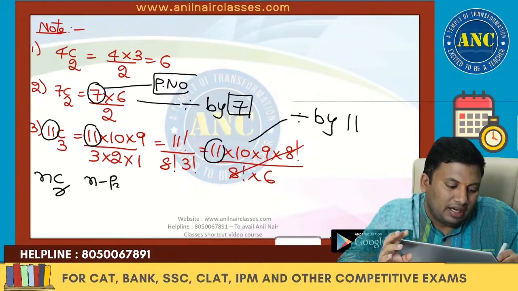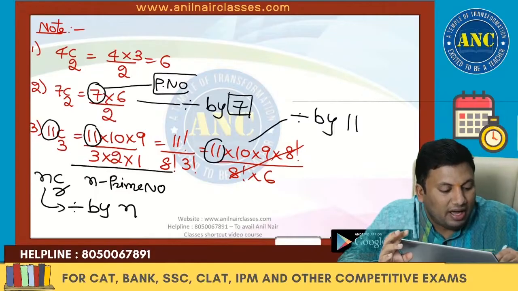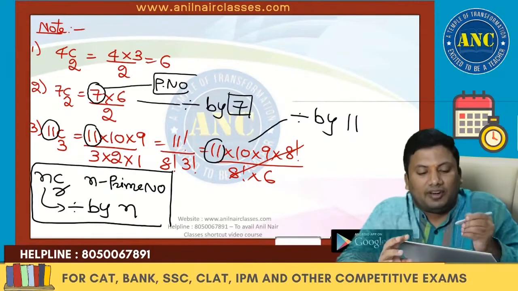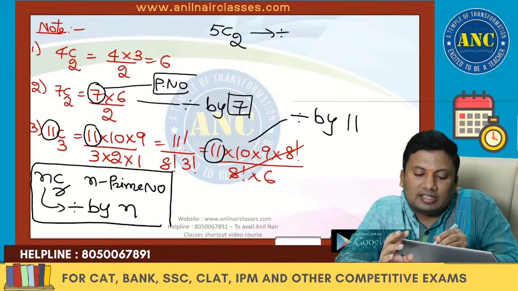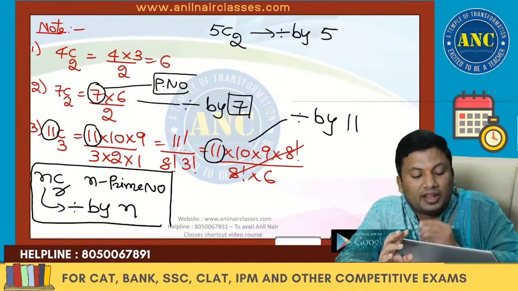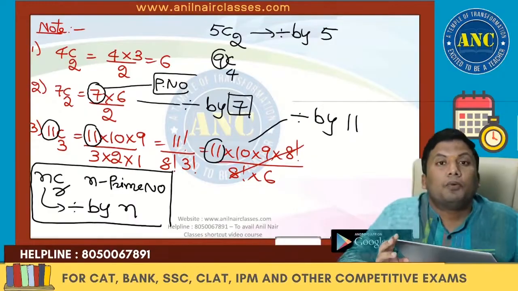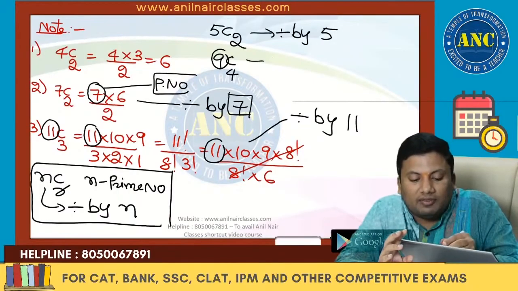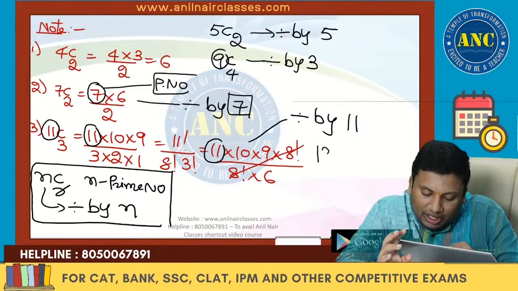nCr. If n is a prime number, answer will be divisible by n. Very, very important. It will help us to solve the problems very, very fast. Suppose 5C2. 5 is a prime number. Answer will be divisible by 5. Suppose it is 9C4. 9 is a composite number. What is the prime factor for 9? 3. Answer will be divisible by 3.